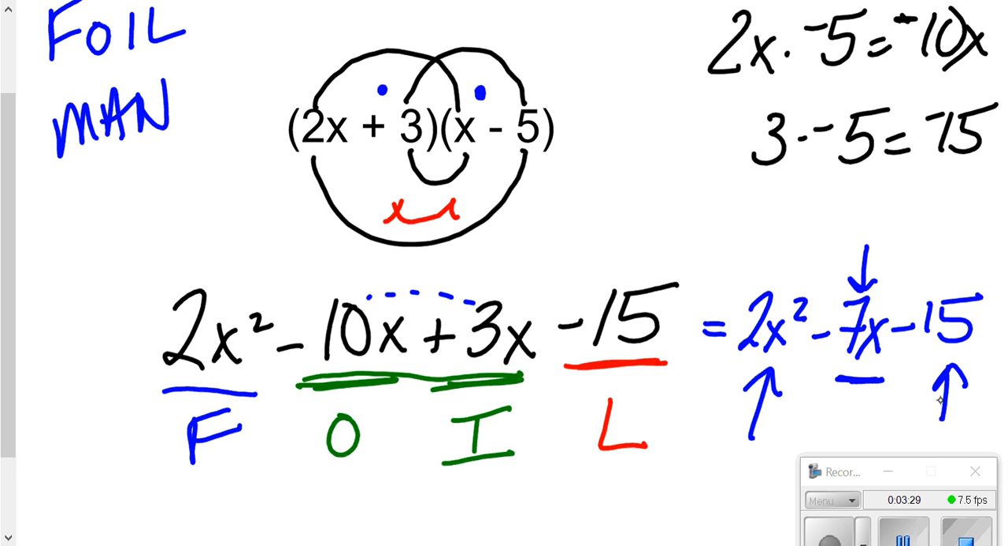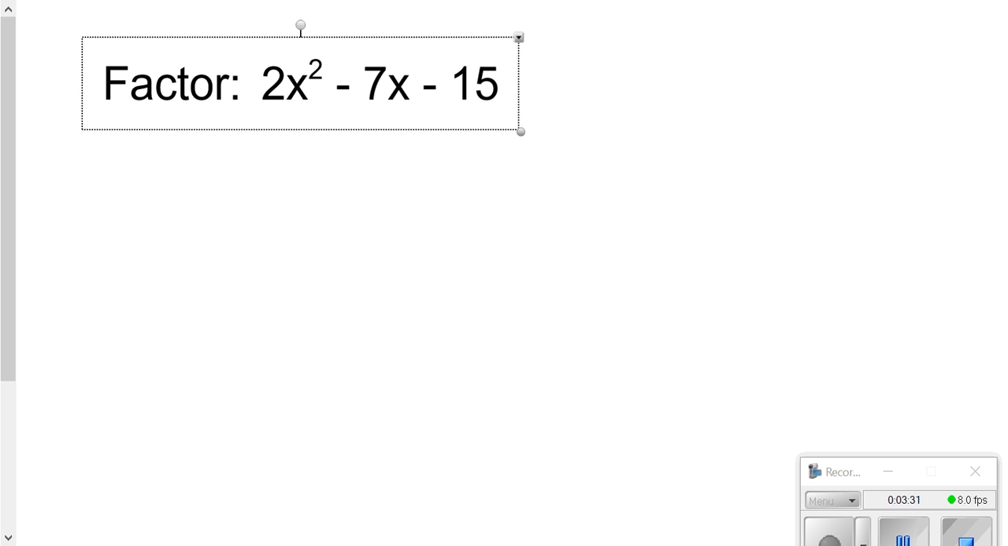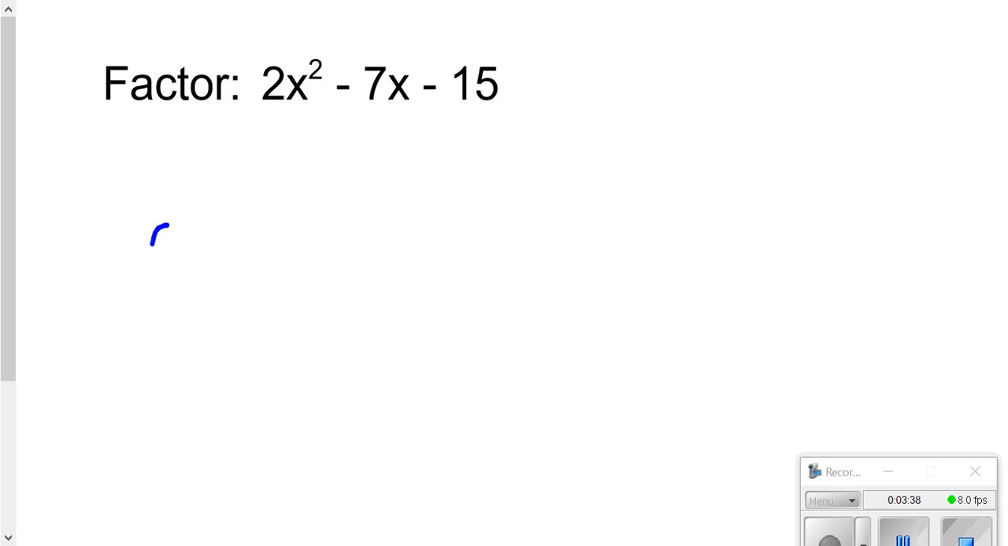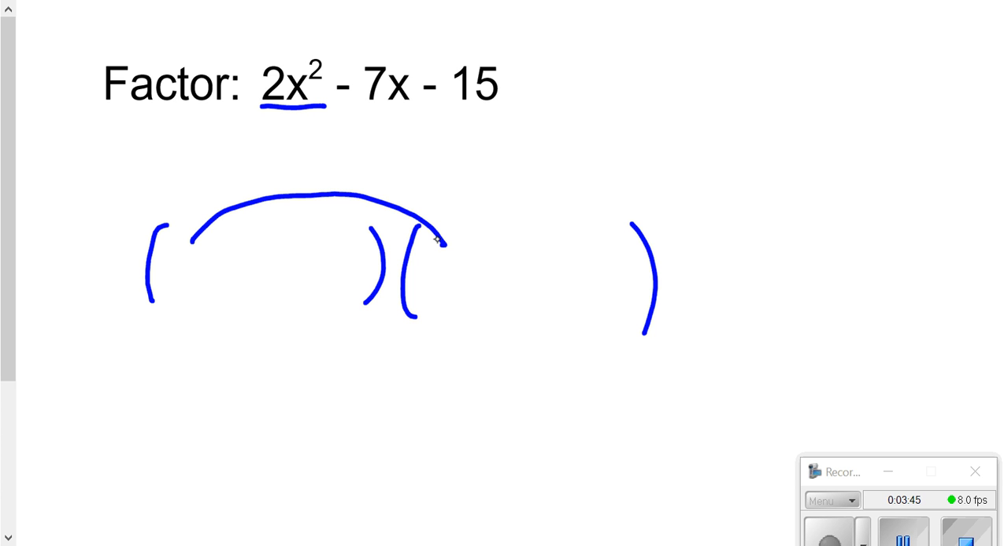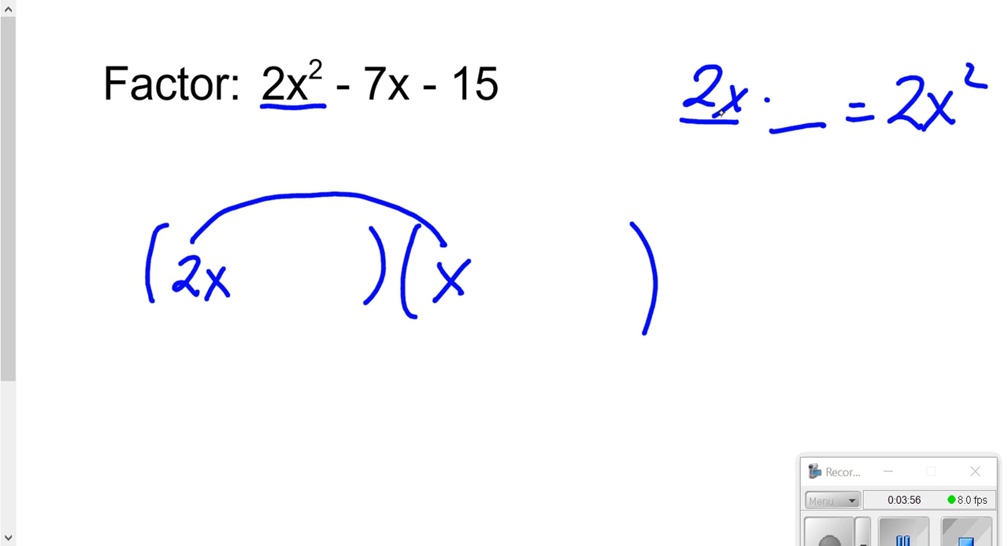So with that in mind, now let's think about how we go backwards. Okay, so I have a problem like this. If I had started with a FOIL man problem, this 2x squared comes from first times first. So what times what could equal 2x squared? We would hopefully come up with 2x times x is what equals 2x squared.